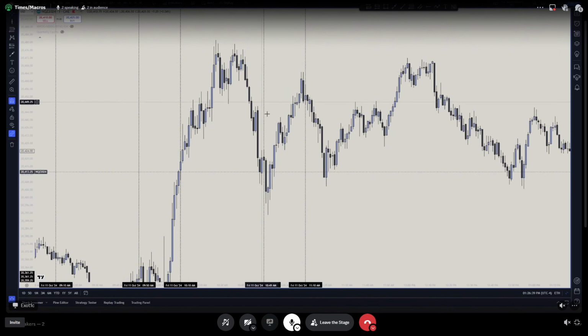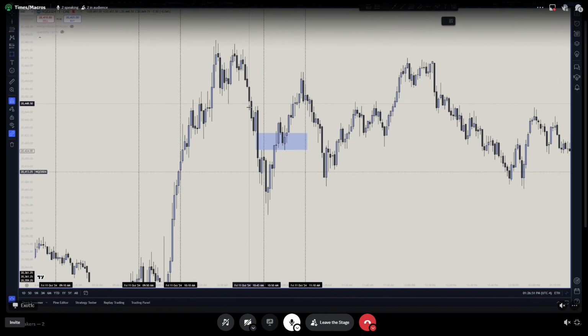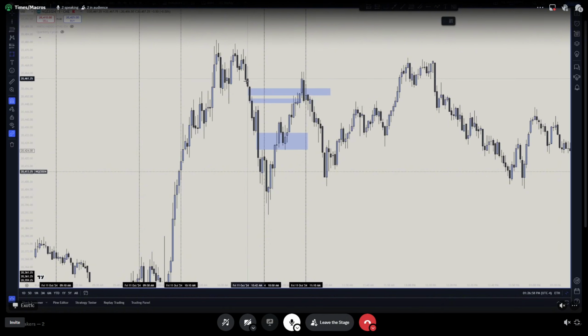So what did we have here? We did have price in this macro come and rebalance this inefficiency that was imbalanced here, right? This part of the inefficiency that was imbalanced here, and this inefficiency that was imbalanced here, right? So inside of this macro, we've rebalanced every single one of these inefficiencies. We traded to and through every single one of them, right?